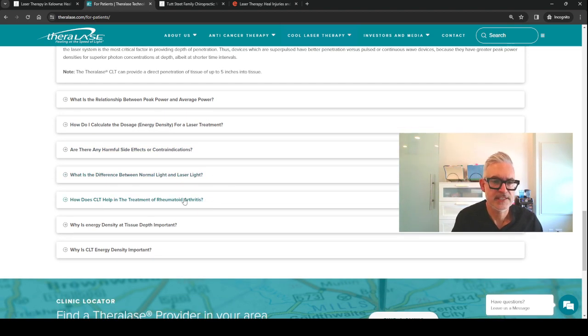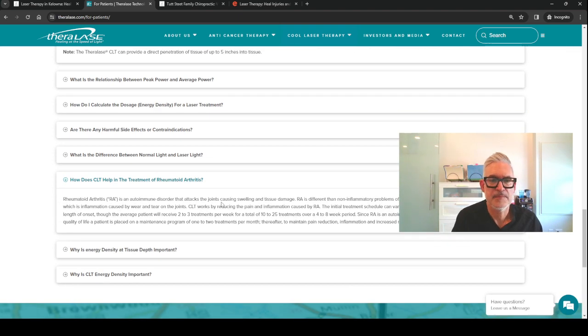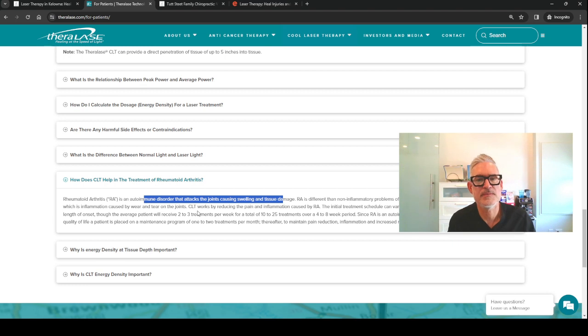It helps with conditions like rheumatoid arthritis, because rheumatoid arthritis is an autoimmune disorder that attacks the joints, causing swelling and tissue damage. Rheumatoid arthritis is different than non-inflammatory problems of the joint, and it's often mistaken for osteoarthritis or OA, which is inflammation caused by wear and tear of the joint. We do see more osteoarthritis in the clinic than rheumatoid arthritis. But laser therapy works by reducing the pain and inflammation caused by rheumatoid arthritis.